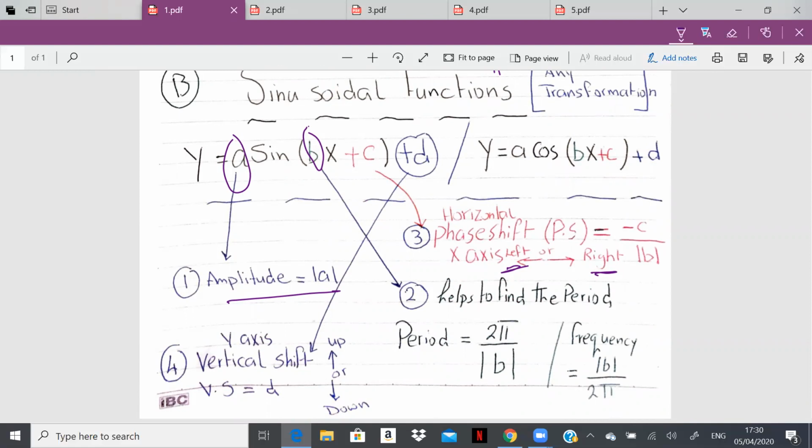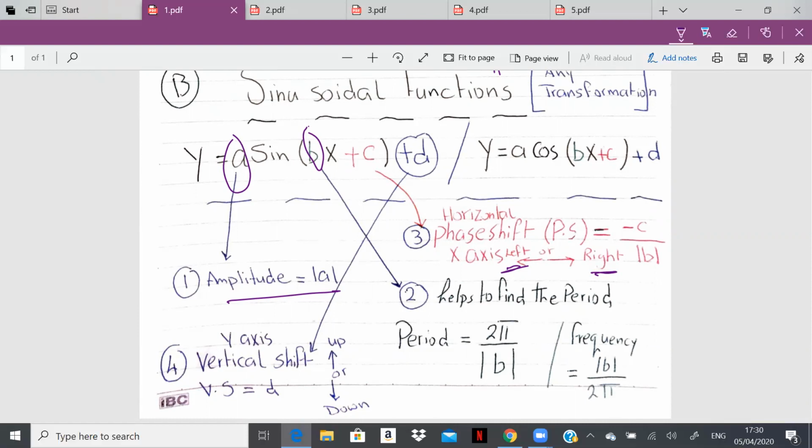So section A was the graph, using desmos.com online. Section B discusses sinusoidal functions for sine and cosine. What is A? A is the amplitude, the absolute value. What is B? It helps to find the period. The period equals 2 pi over the absolute value of B. The frequency is the reciprocal of the period: the absolute value of B divided by 2 pi.